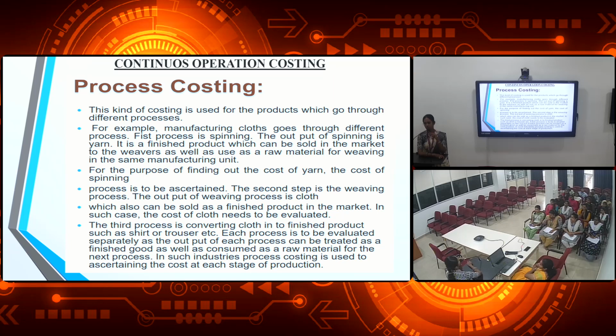What are the production processes of fabric? There are two production processes, right? How can we produce fabric? Yes, very good. Weaving and knitting. Both weaving and knitting can produce fabric after the yarn stage. So here we are seeing the weaving process. The second step is the weaving process. The output of the weaving process is cloth or fabric, which can also be sold as a finished product in the market.